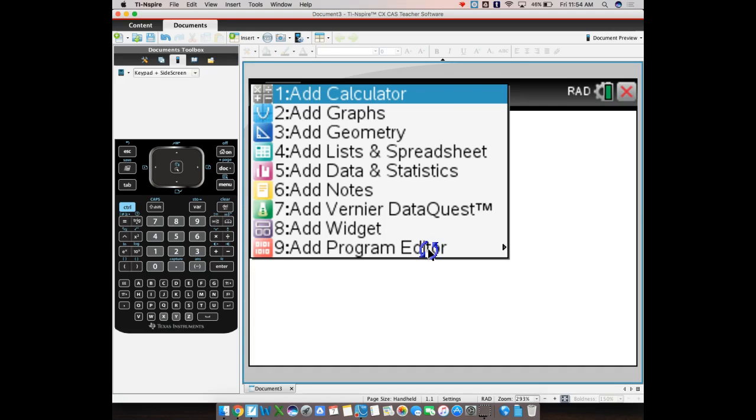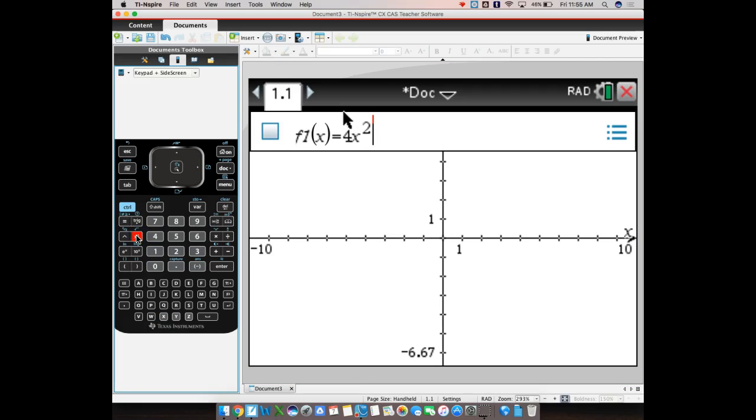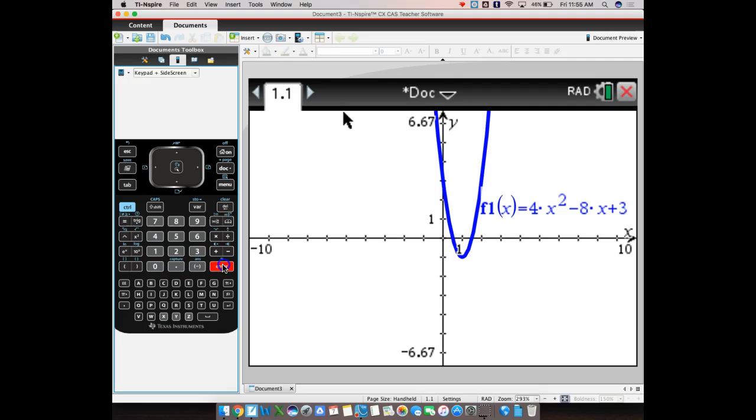Okay? So then on this screen, I need to add myself a graph. And my function was 4x squared minus 8x plus 3. Now, because my function was equal to 0, I can automatically put that in there. I can type that in on my function line. Then when I hit enter, I should get a quadratic function, which is a parabola. Shabam, there it is.